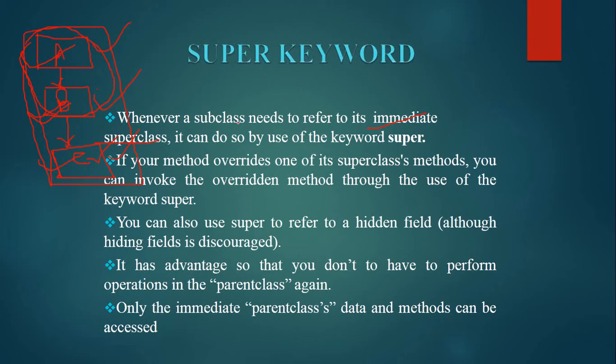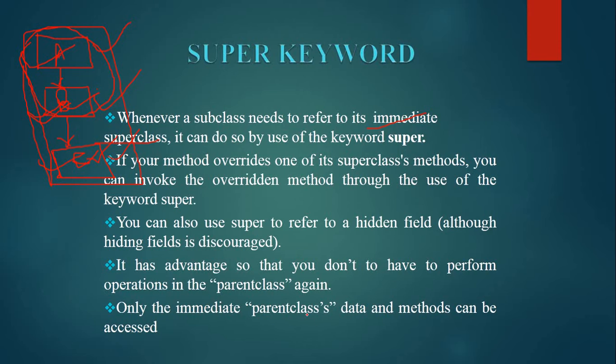So that is the meaning of immediate superclass. Here we have discussed that when a subclass needs to refer to its immediate superclass, meaning class C wants to refer to class B, we can do it by the super keyword. If your method overrides one of its superclass methods, you can invoke the overridden method through the keyword super, which we will understand by an example. You can also use super to refer to a hidden field. It has the advantage that you don't have to perform the operation in the parent class again. We can directly do it by the super keyword.